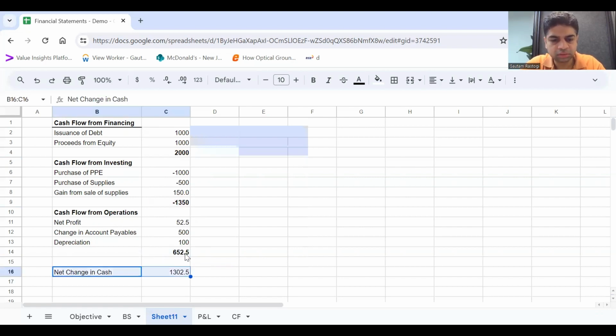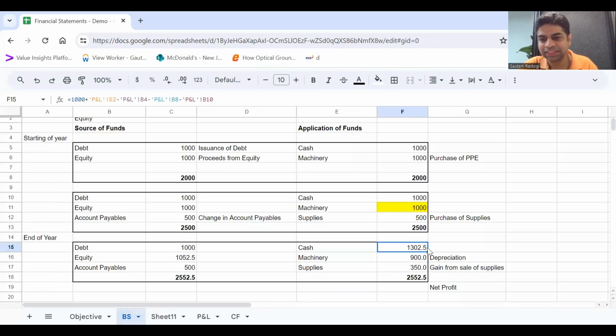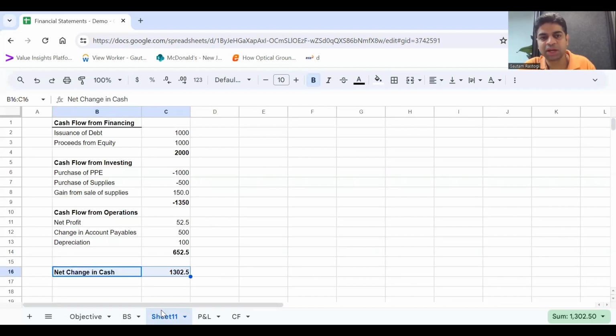All right. So as I said, again, 1302.5 is the cash that you have in your books. So this is what you see here. As I said, instead of doing it manually, you've done it in a more structured way, using the transaction names which you would typically see in a cash flow statement. Now we are done with linking the three sheets together. Hopefully this has helped you.